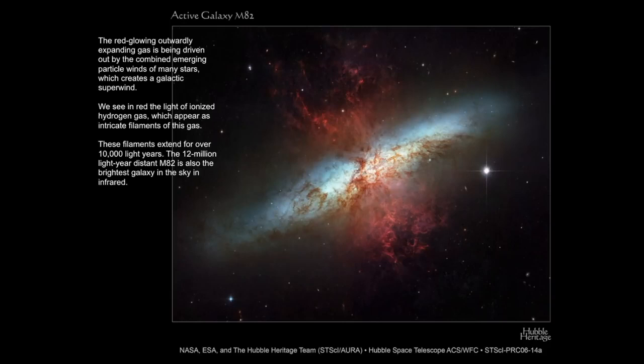It's going extremely fast. These winds have been driven out to tens of thousands of light years, to over 10,000 light years long, some of these filaments. And M82 is the brightest galaxy in infrared in the entire sky. And what has happened is that there's an enormous amount of star formation happening inside of this galaxy, and the combined winds of all those super bright O and B type stars create enormous winds, and those enormous winds drive the gas, and so the gas is being driven out of the galaxy by the formation of the stars.